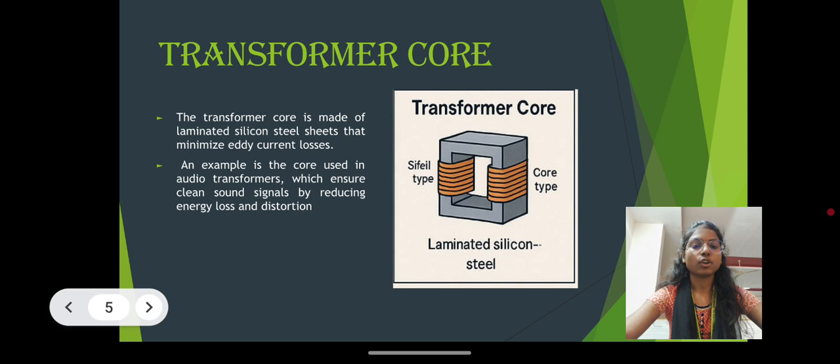Insulation. All windings are insulated using varnish or paper to avoid short circuit between coils. Tank and cooling system. For large transformers, the tank contains insulating oil for cooling and to prevent overheating. Radiators, fans or pumps may also be used. Each part works together to ensure efficient magnetic coupling between the primary and secondary windings.